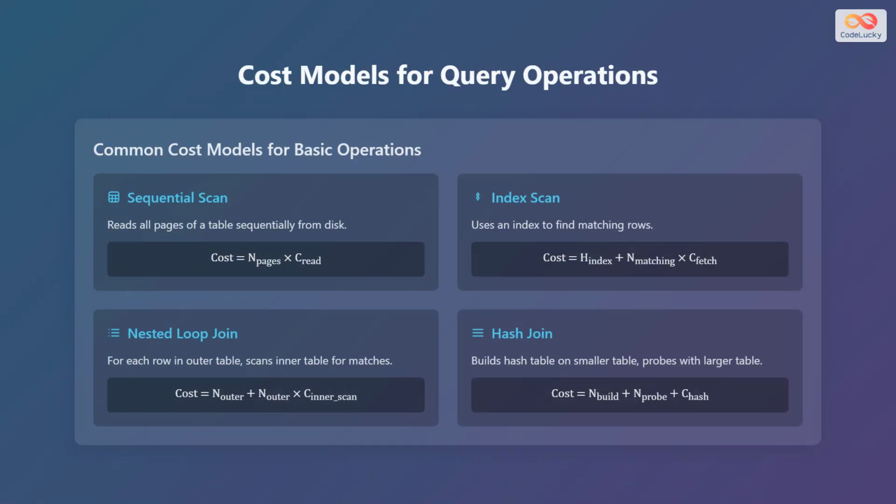Let's explore the cost models for query operations. Several common cost models exist for basic operations. Sequential scan, which involves reading all pages of a table sequentially from the disk. Its cost is calculated as the number of pages multiplied by the cost per read. Index scan utilizes an index to locate matching rows, with the cost being the index height, plus the number of matching rows multiplied by the cost to fetch each row.